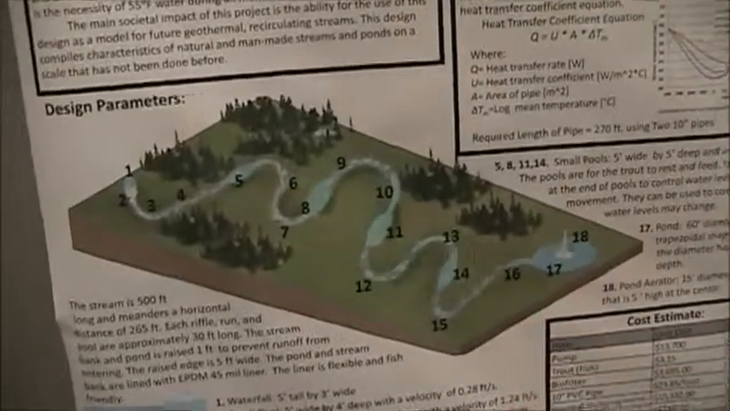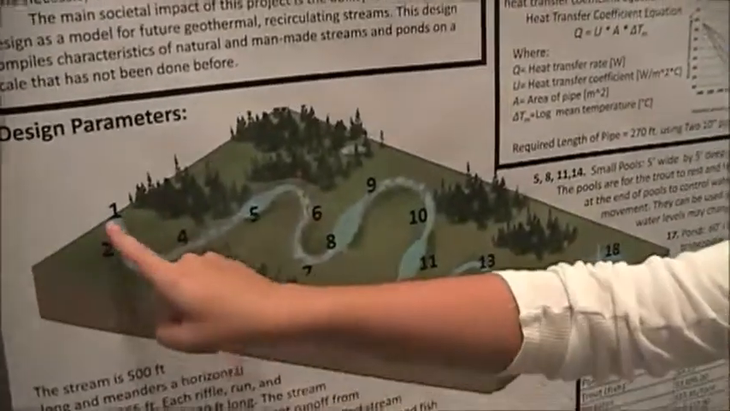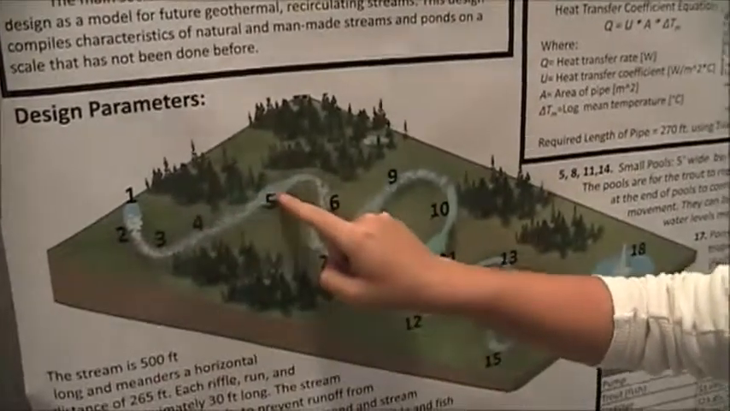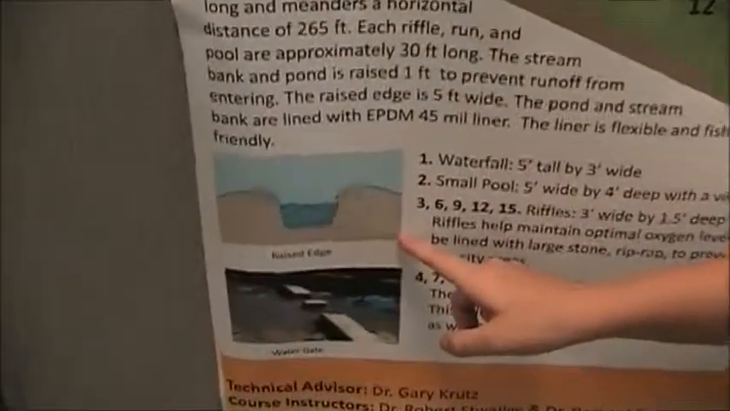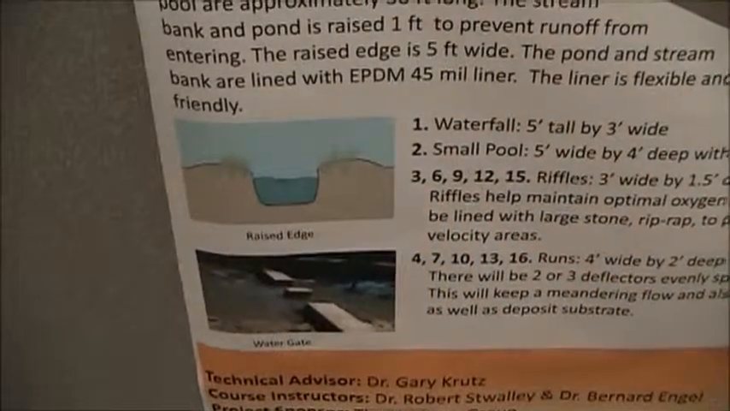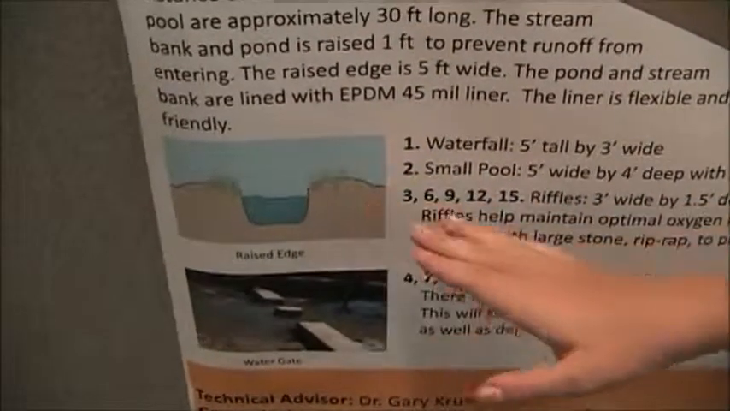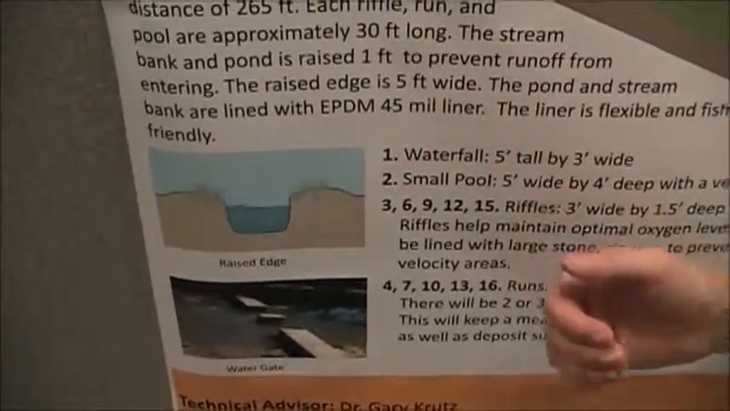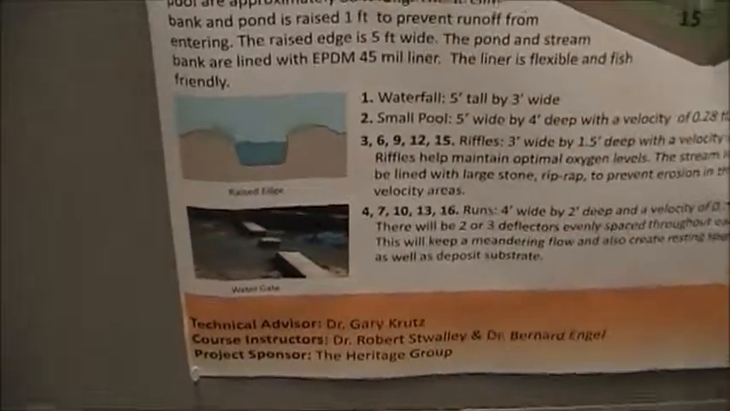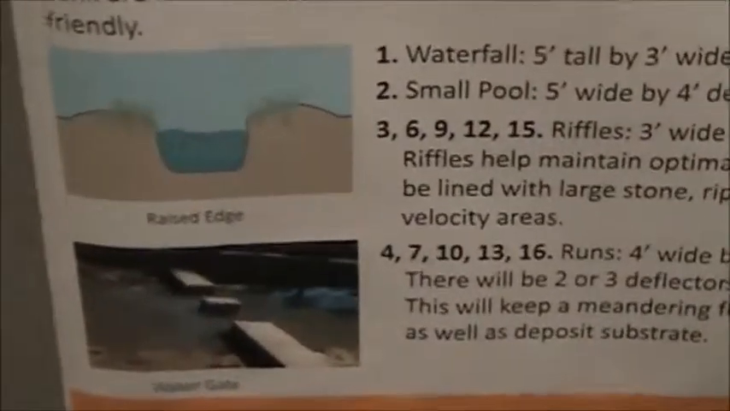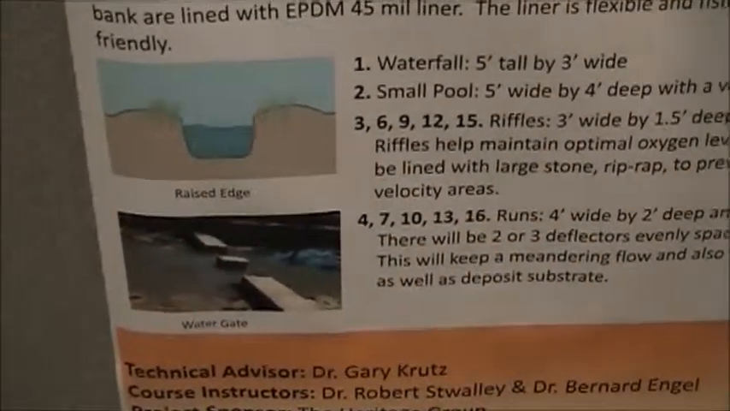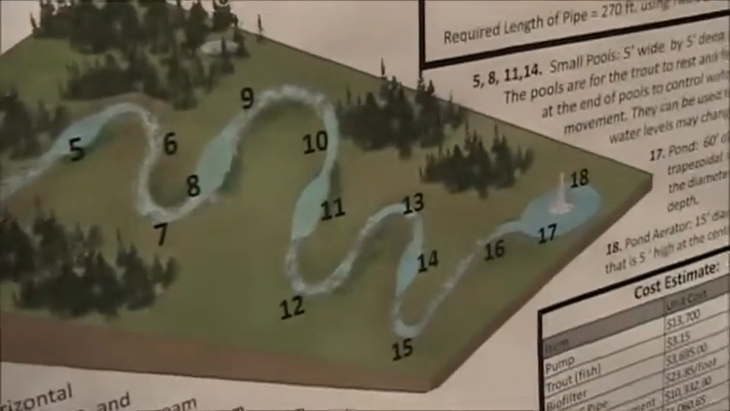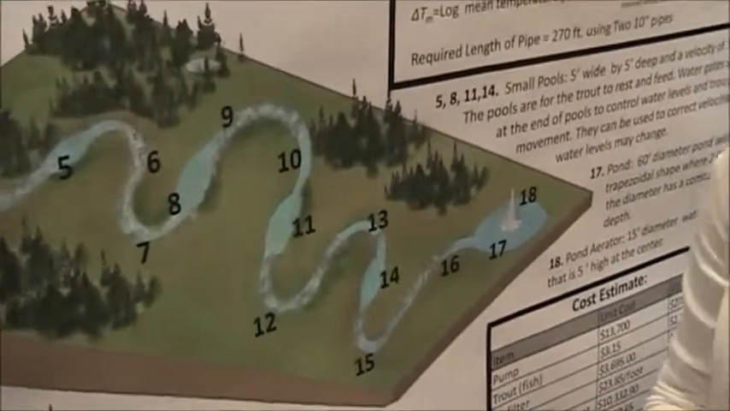This is the basic design, and there'll be a system of pools, riffles, runs, and then pools again, and they'll be equidistant apart. We're going to use a raised edge to prevent runoff from entering the stream, so it'll be 1 foot high compared to the outside, just so we get runoff going elsewhere. And then for the appeal of this project, we're going to use water gates, so we can trap the trout in a certain pool. This will also be useful if there's a lot of rain, so we can control the velocities in the stream.